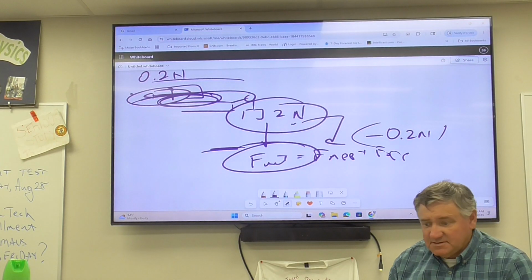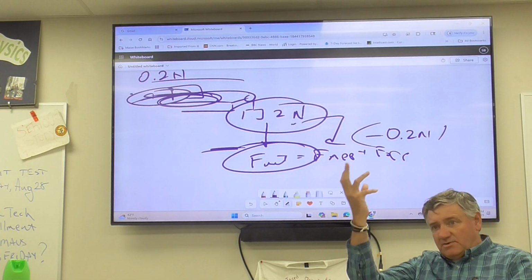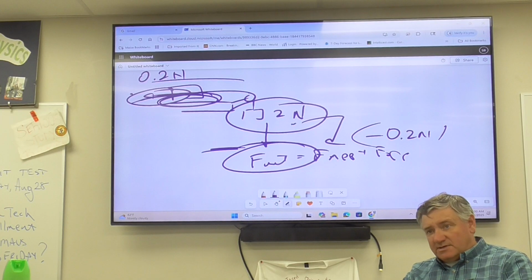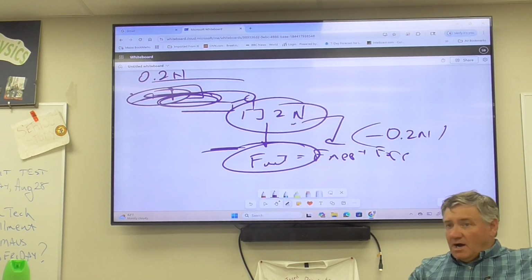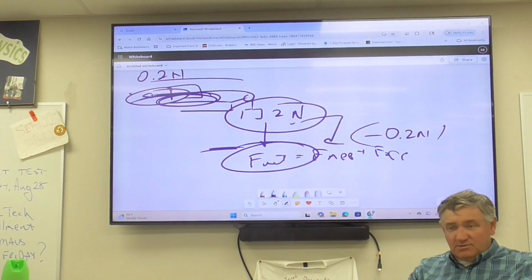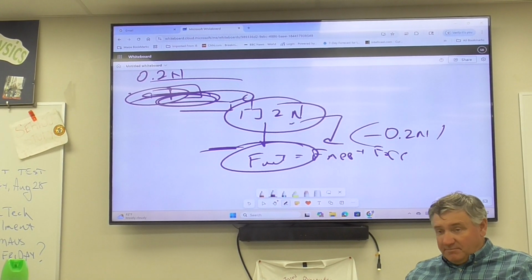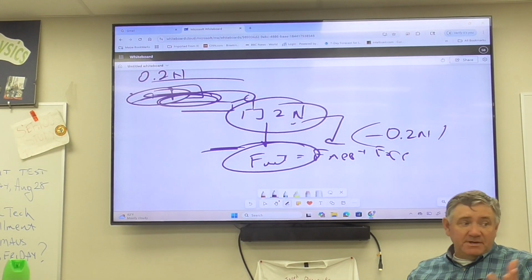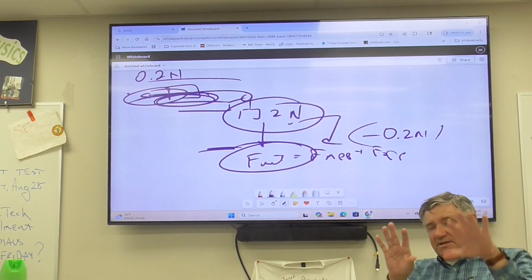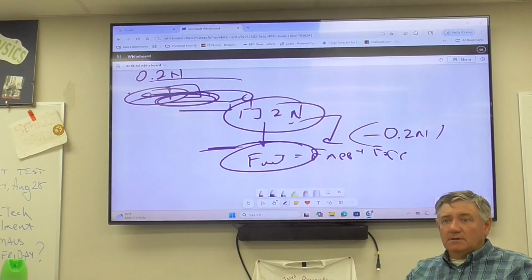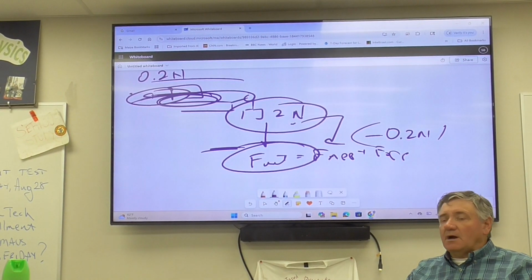Because here's the fundamental idea: gravity is trying to pull that thing in one direction, and the frictional force is in the opposite direction. So I don't care which one you make negative and which one you make positive, it doesn't matter. Just pick one. But then you have to be consistent on how you work the problem. Okay? Thank you. All right, anything else?